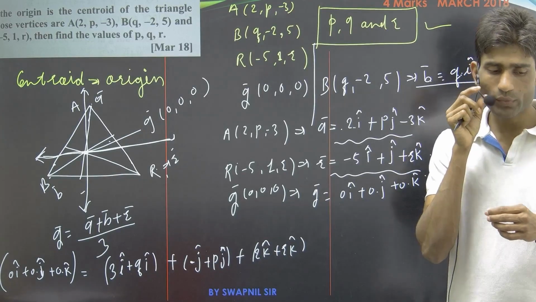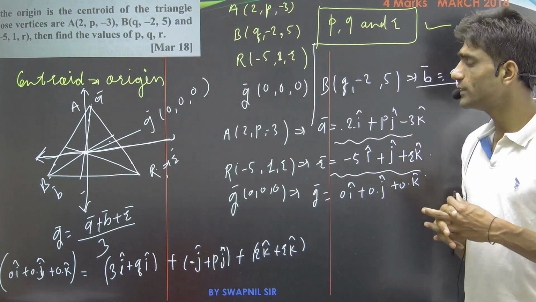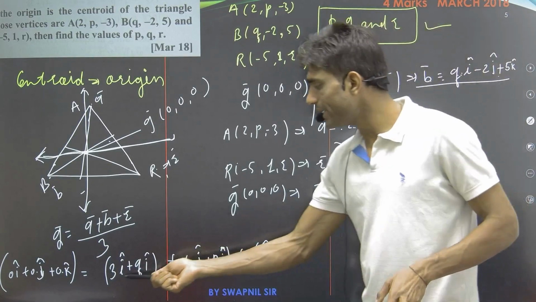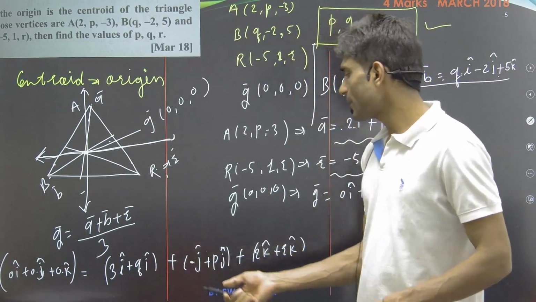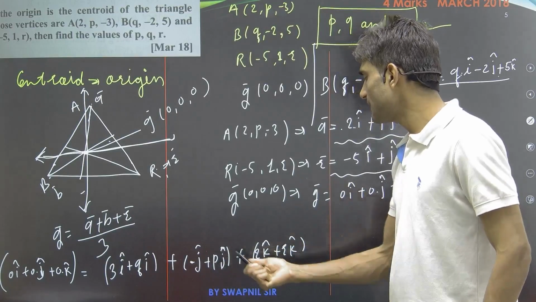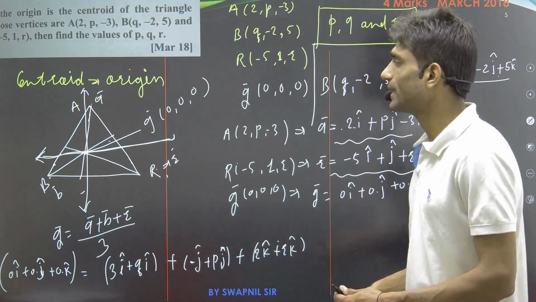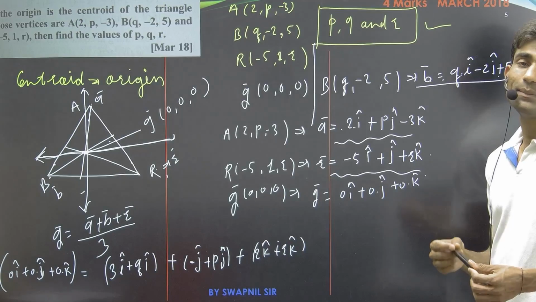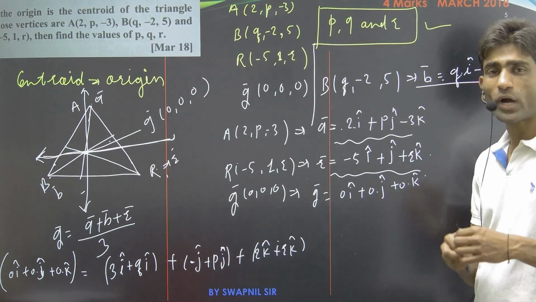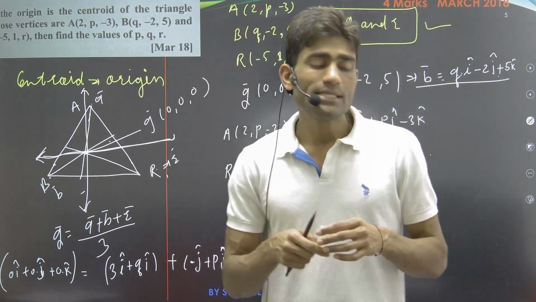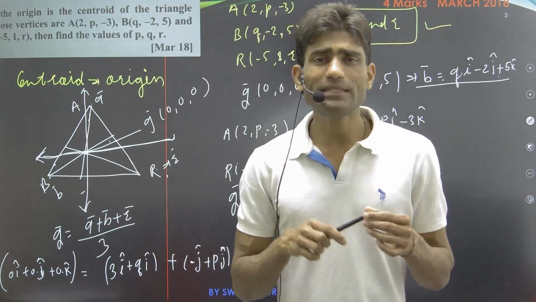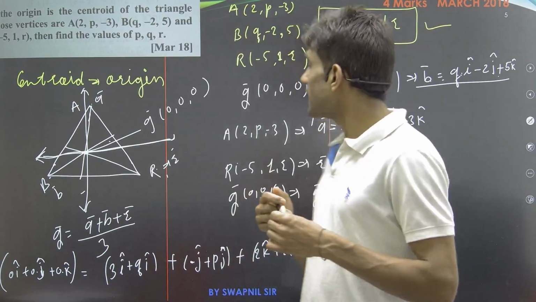Okay, so we take 0 i cap plus 0 j cap plus 0 k cap, which is equal to 3 i cap plus q i cap minus j cap plus p j cap plus 2 k cap plus r k cap. Okay, so compare similar coefficients from both sides. So i cap gets compared with i cap, j cap with j cap, and similarly follow it for the k cap.